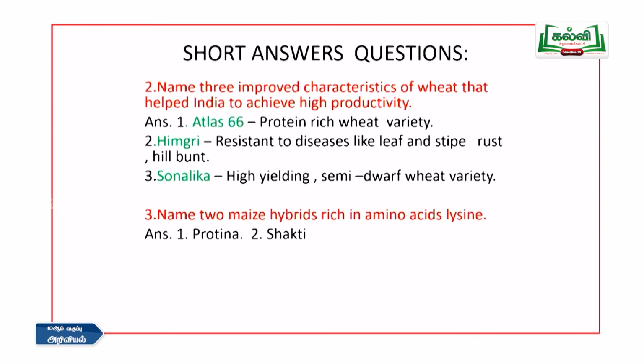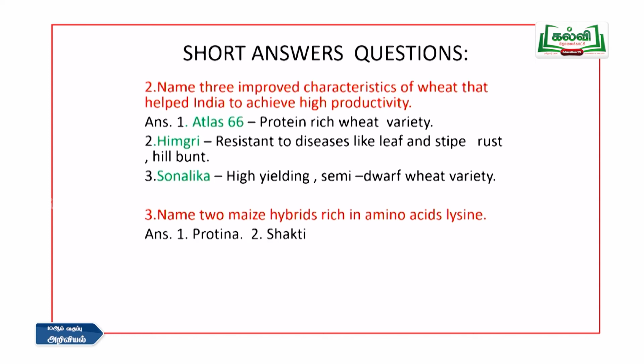Question number 2. Name 3 improved characteristics of wheat that help India to achieve high productivity. Here also the points are given. There are 3 points. Point number 1, Atlas 66, a protein rich wheat variety. Point number 2, Himgiri, resistant to diseases like leaf and stripe rust, hill bunt. Point number 3, Sonalika, high yielding semi-dwarf wheat variety.